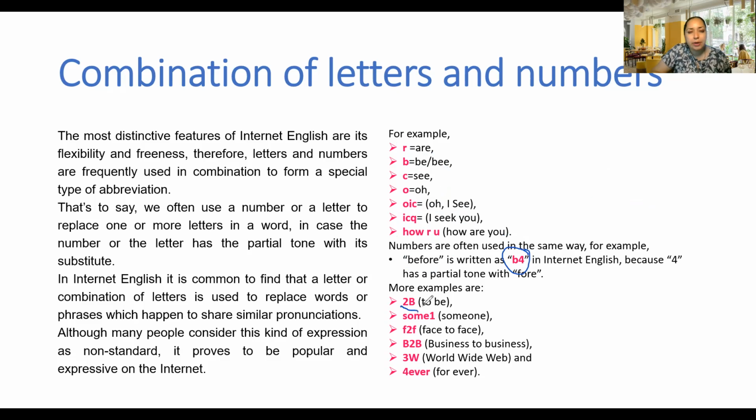2B, which means "to be", because it sounds that way. If you read that, it's "to" and the letter B, right? But when you put them together, so close to each other, it sounds more like "to be". Some1 is "someone", because it sounds that way.